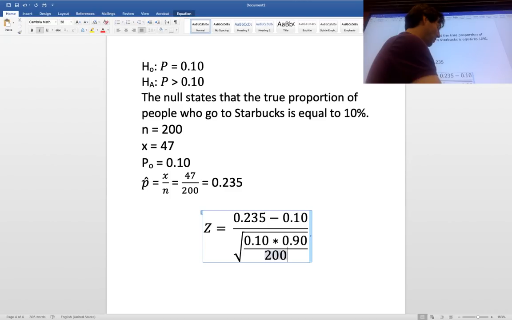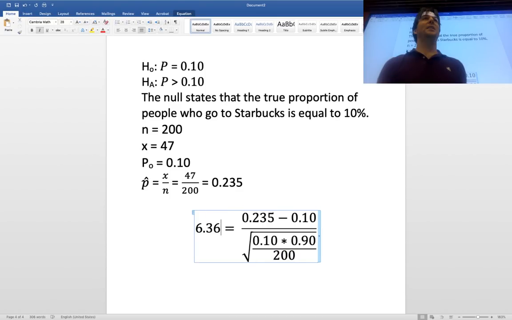I'm thinking, is the z-score like 3-ish? What's the z-score? 6.36. Ooh. Yeah, this was harder. Fractions in my head. 6.36. So that is the z-score. This means that we are this many standard deviations above the mean.